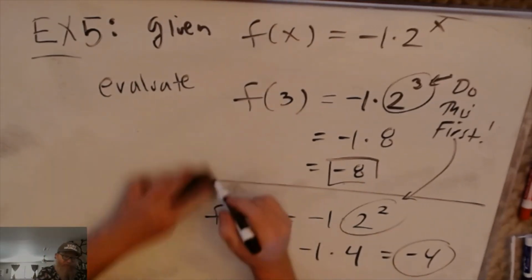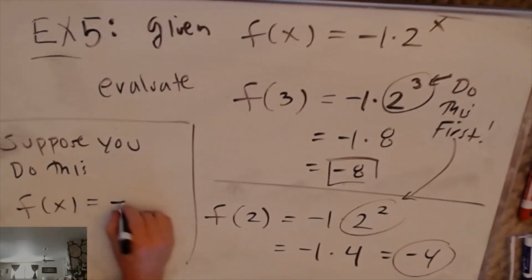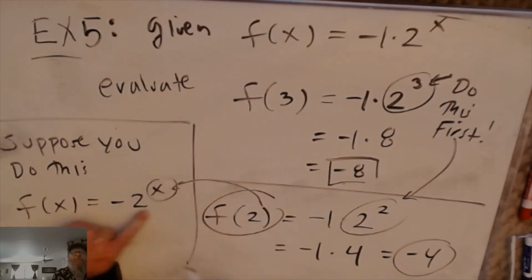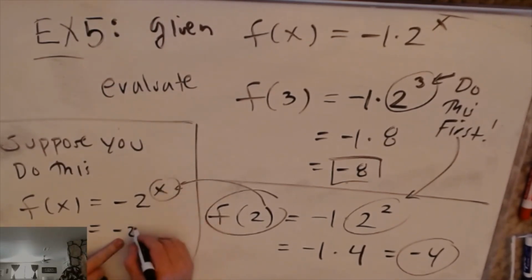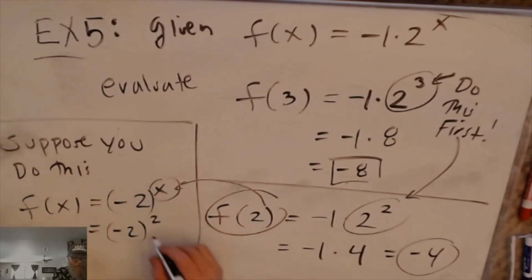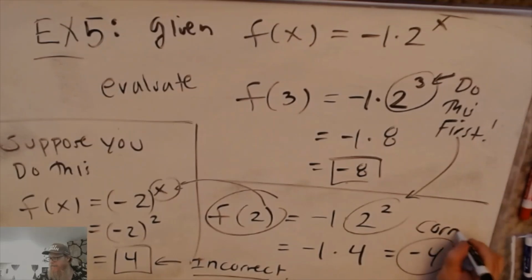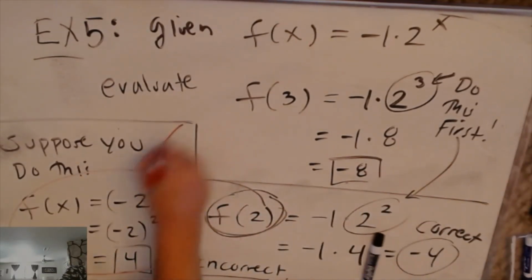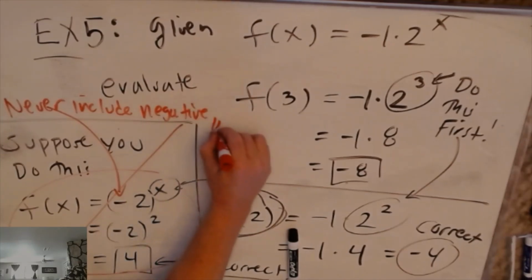Now, I don't know if you're catching on, but notice, suppose you were not careful. It's a very common mistake. Multiply the -1 and the 2 and get -2, and then try to do this problem again. And watch how you're not going to get the right answer this time. If you plug in the -2 as the base, in other words, if you combine this together and think of this as -2, and then you square it, you will end up with 4, and this is incorrect. The correct answer for f of 2 is -4, not +4. So be careful. Never include the negative inside the base.